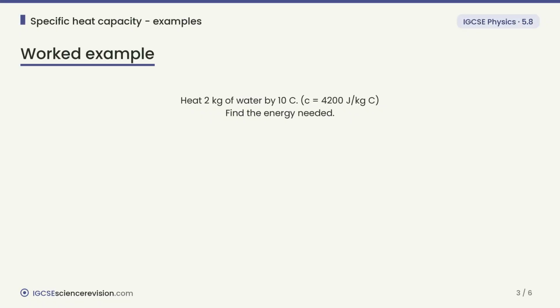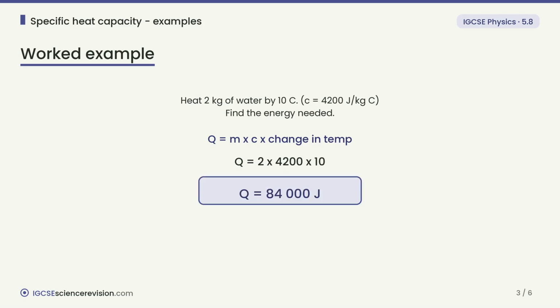Let's work one through. We heat 2 kilograms of water by 10 degrees, and water's specific heat capacity is 4,200. Write the equation. Energy equals mass times c times the temperature change. Substitute 2 times 4,200 times 10. That's 84,000 joules. A lot of energy because water is hard to heat up.